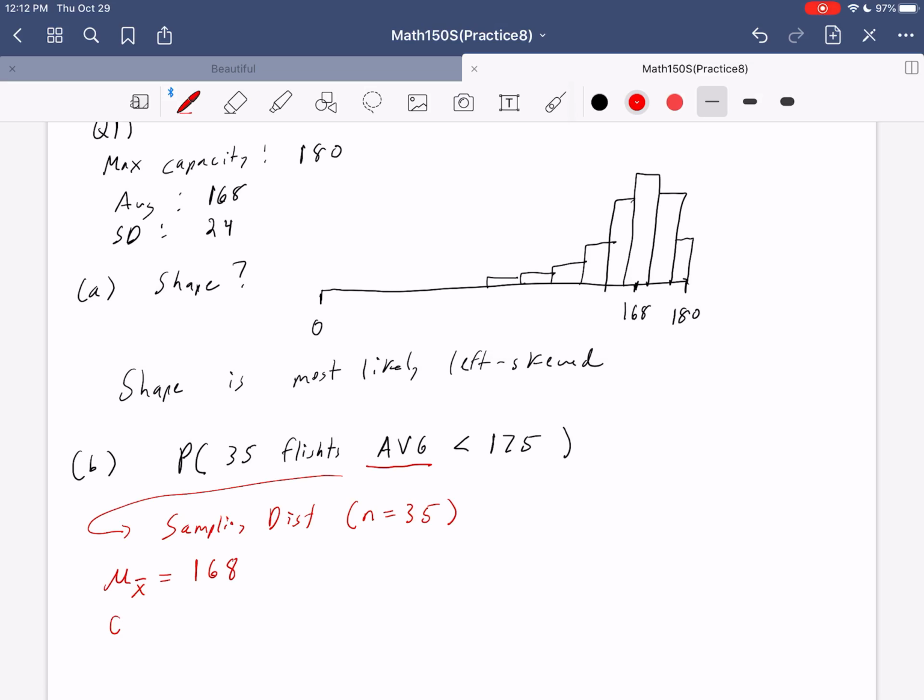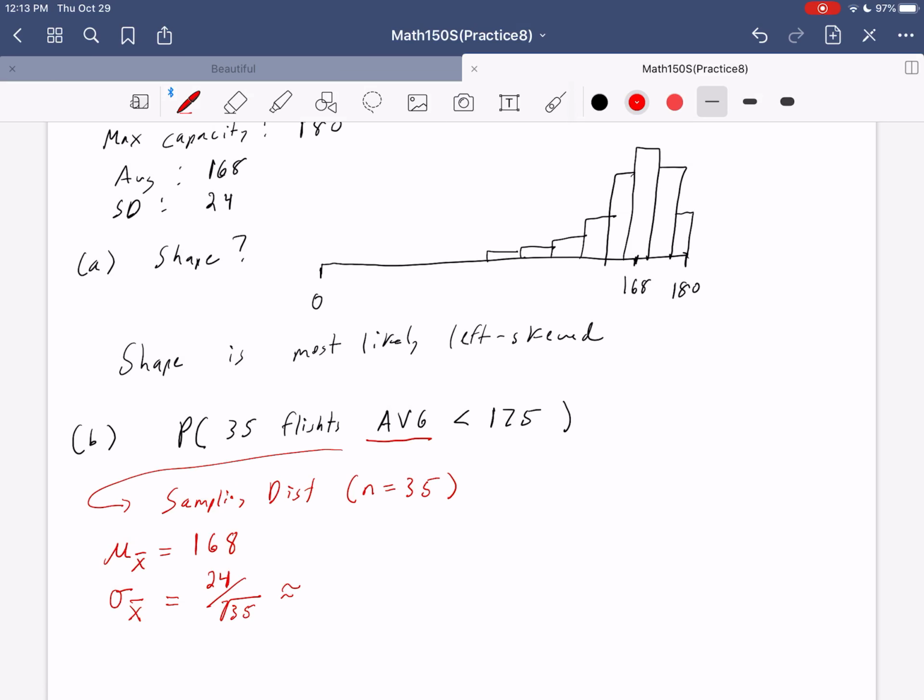The next component is that we need the standard deviation of the sampling distribution. This one, right, we talked about the second part of the central limit theorem, since it's the population standard deviation divided by the square root of n. So in this case, it would be the original population standard deviation, 24, divided by the square root of n, which in this case is 35. So it'd be 24 divided by square root of 35. If we go ahead and do that calculation, we should say that we get approximately 4.06.